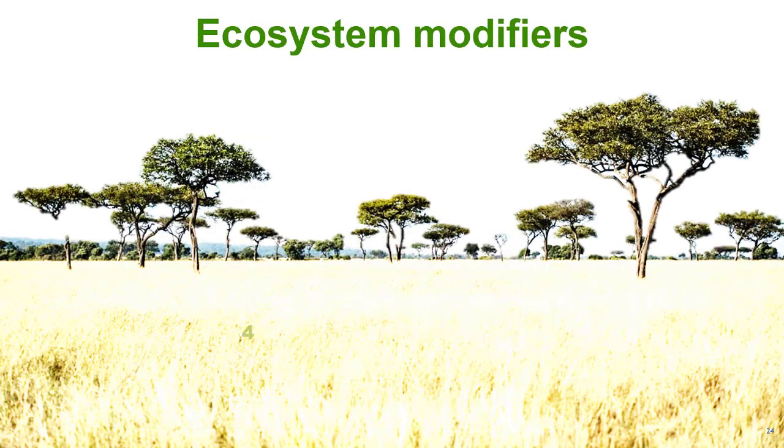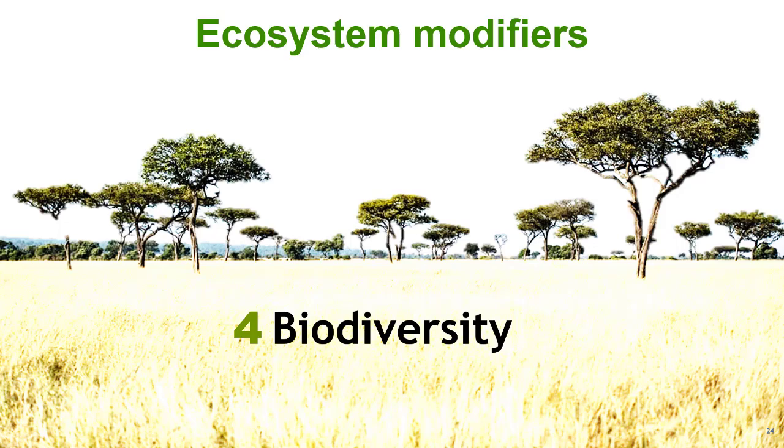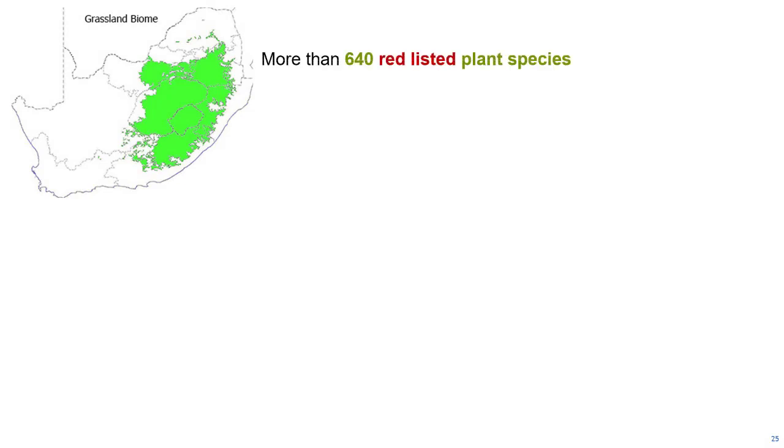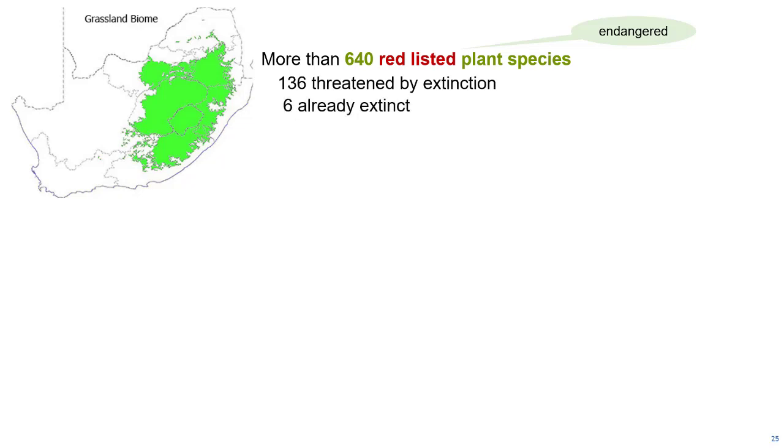The fourth modifier that we will discuss is biodiversity. The grassland biome of southern Africa contains more than 640 red-listed species, of which 136 are threatened by extinction, while 6 are already extinct. Of these red-listed species, only 9 are grass species.